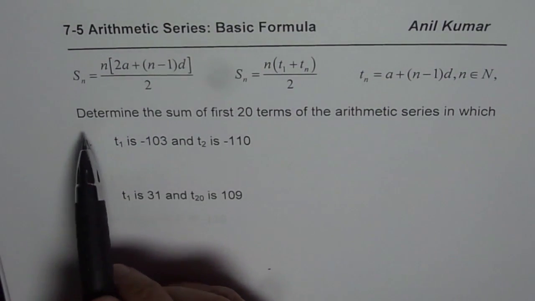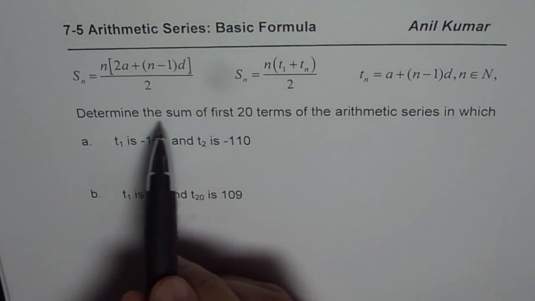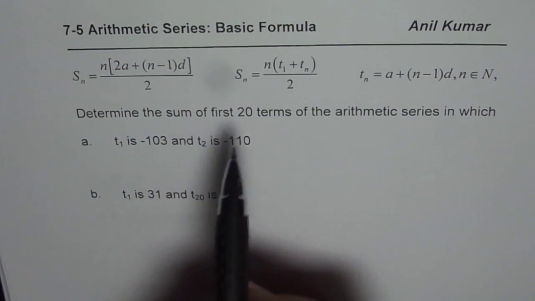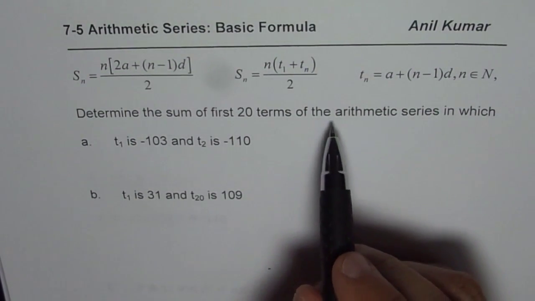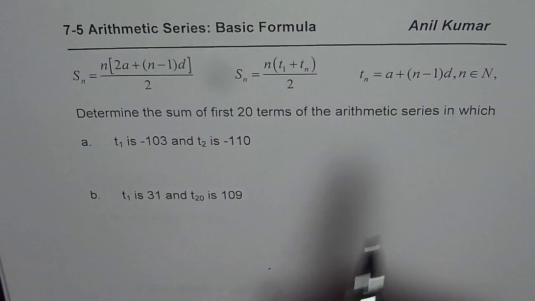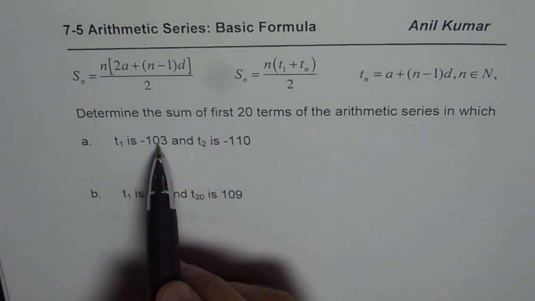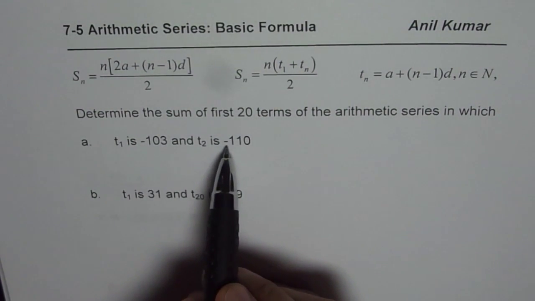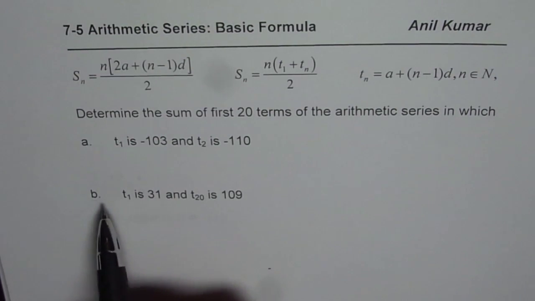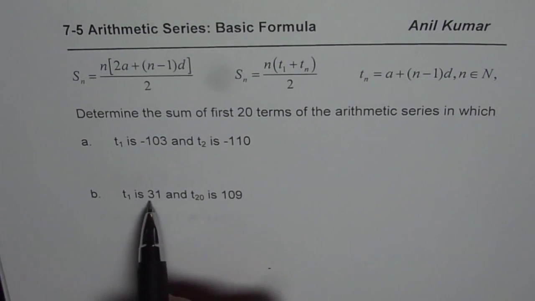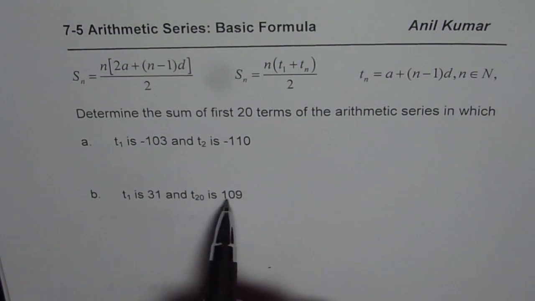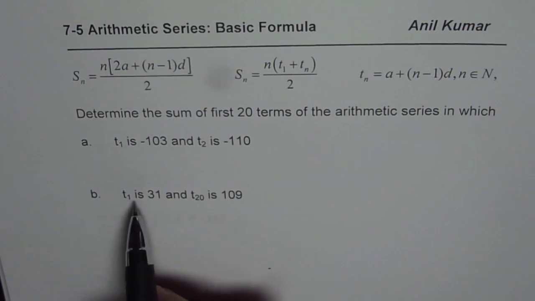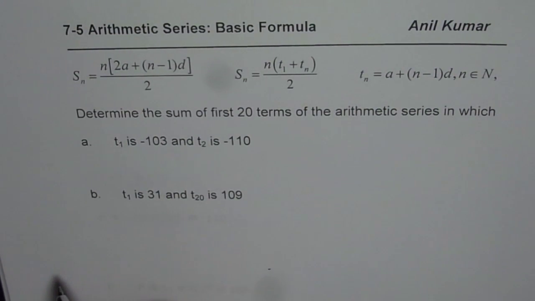The first question here is: determine the sum of first 20 terms of the arithmetic series in which t1 is minus 103 and t2 is minus 110. And part B is T1 is 31 and T20 is 109, right? So these are two different questions. You can now pause the video, answer the question, and then look into my suggestion.